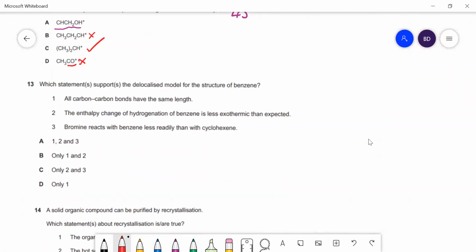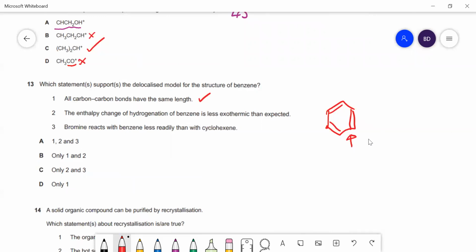Okay, which statements support the delocalized model for benzene? Okay. All carbons have the same bond length. That is true, yeah, because they're not really like that, are they? Alternate single double, they're all the same length. If it was really double bonds and single bonds, you'd expect to have short, long, alternating.